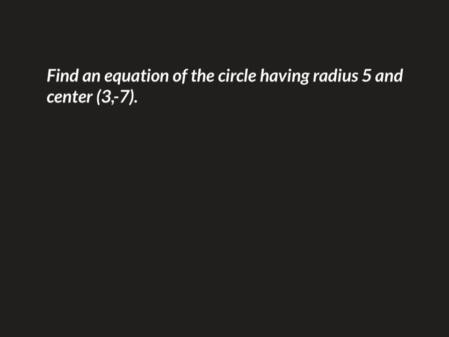It says find an equation of a circle having radius 5 and center (3, negative 7). So it gives you everything you need. What you're going to need today to write your equation is the center and radius. That's all you're going to need. So the center is (3, negative 7). Remember what we just talked about: anytime you have something in parentheses, it's always the opposite.